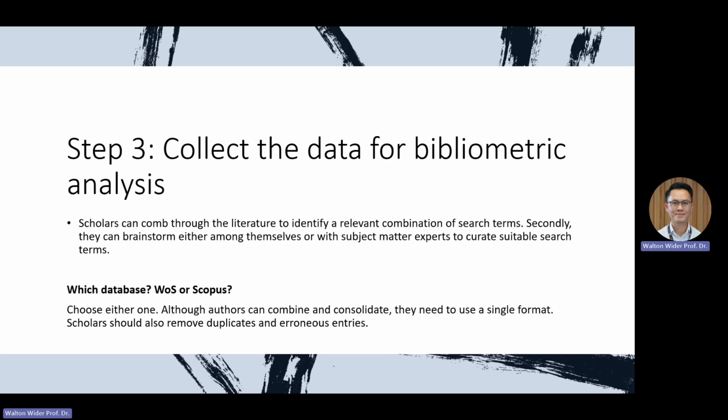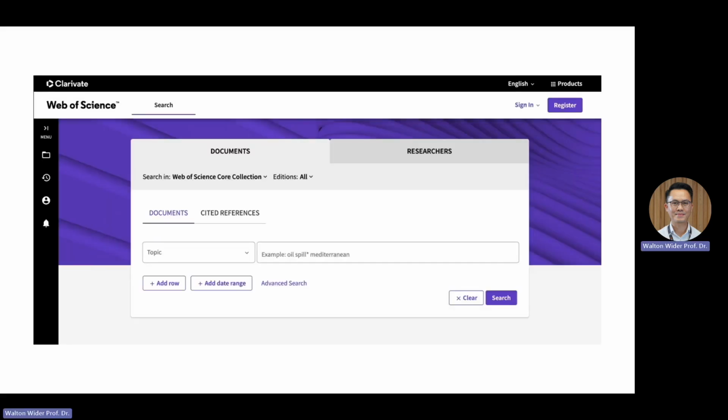And of course, last but not least is data cleaning. So once the data is collected, it is important to cleanse it by removing duplicates and correcting any error entries to ensure the quality and also the accuracy of the analysis. So this is how Web of Science looks like.